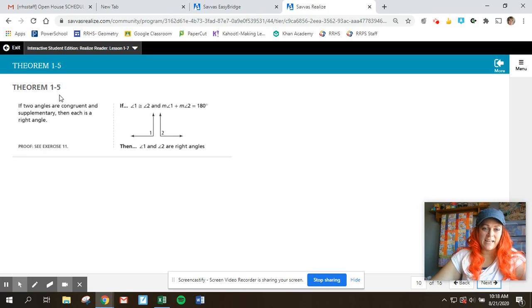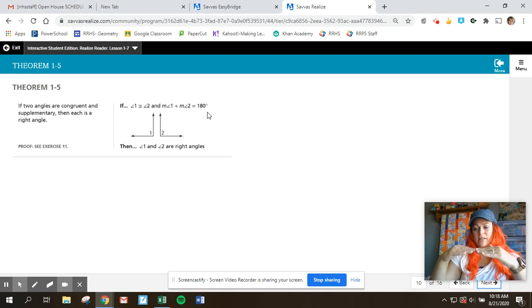Theorem 1-5. So it says, and these don't have names, they're just called theorems, so you would have to explain them in a proof. If two angles are congruent and supplementary, then each is a right angle. So what it's saying is these two angles, 1 and 2, together equal 180, but they're the same angle.